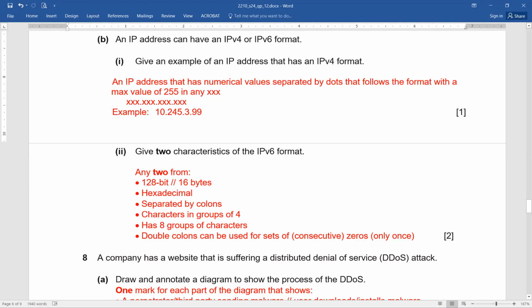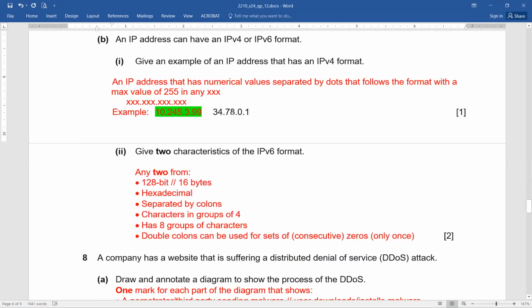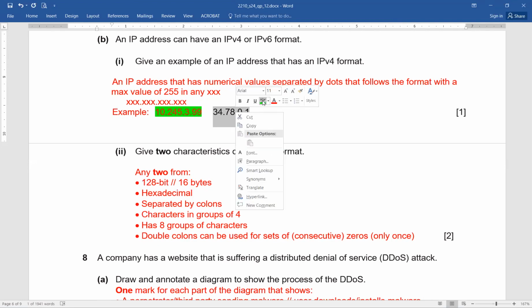Just an example is written here, like 10.245.3.9. That's perfectly okay. So any student can write any other value. For example, a student can write down 34.78.0.1. That's also perfectly okay. There's no harm, but just remember the example that you are quoting is the right example. Then definitely you will be awarded the marks. Understood? This is also a valid example. That's perfectly okay.